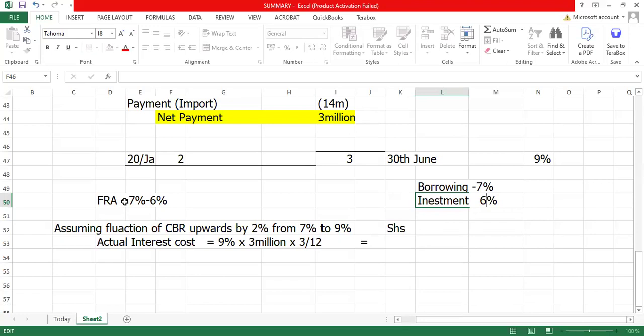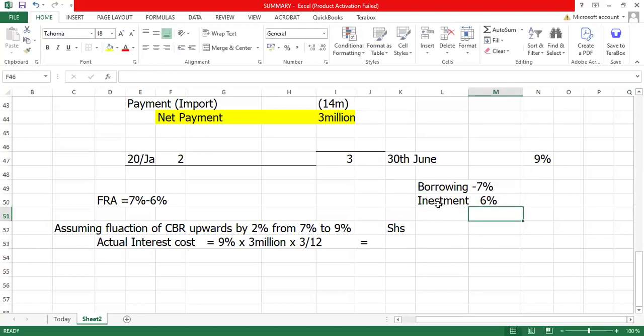But if you are an investor, you protect yourself by negotiating at a lower rate. You say that the rate should not go below this, because if it goes below that figure, let's say below 6%, you will lose as an investor. So you protect yourself by negotiating a certain rate, like 6%.